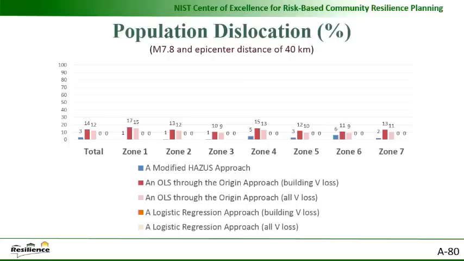To start off with population dislocation, it can occur as a result of at least two sources. First of all, it can occur as a result of damage to the built environment, which may render the housing unoccupiable. Or it could also occur by damage to the commercial retail areas of town, which destroy jobs and force people to move elsewhere to find employment. So there are a couple of sources that need to be considered.